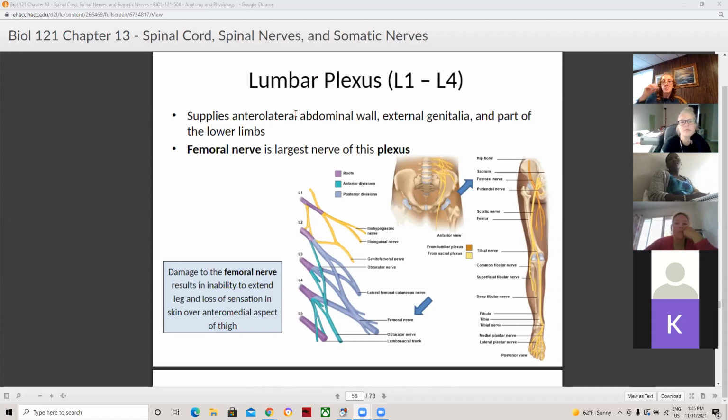So the lumbar plexus is L1 to L4. It comes off L1 to L4, and it supplies the anterior lateral abdominal wall, the external genitalia, and part of the lower limbs. The femoral nerve is the largest nerve that comes off this plexus.